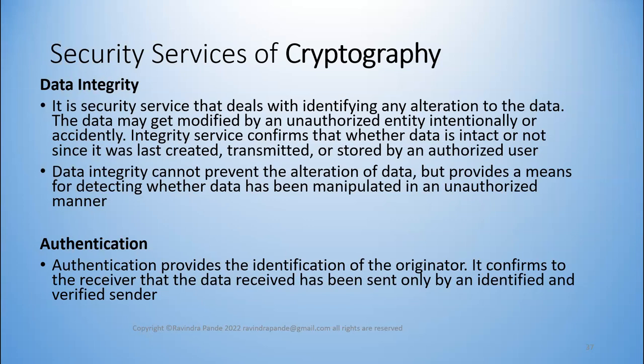The data may get modified by an unauthorized entity, intentionally or accidentally. Integrity services confirm whether data is intact or not, since it was last created, transmitted, or stored by the authorized user. Now, for these things, in the late 1960s and 70s, we built traceability into our data. So whatever database you use has an inbuilt function called traceability. To create a database and start using the data, traceability is one of the most crucial aspects we consider in order to call it a database.